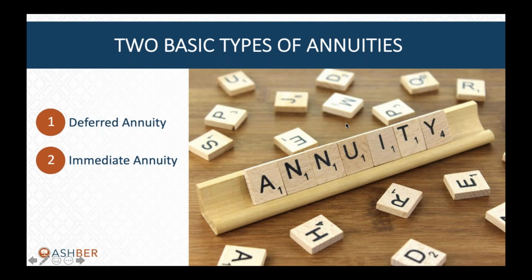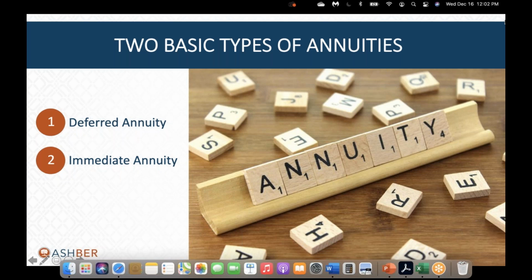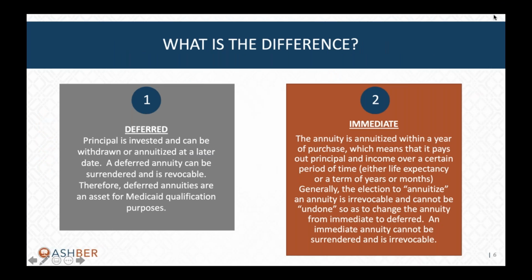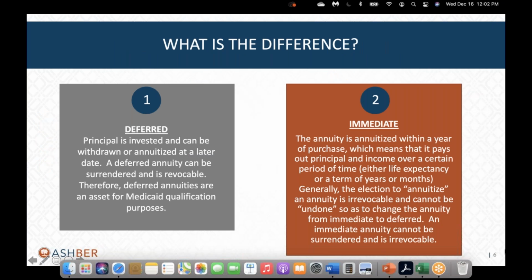So if we start out looking at the two basic types of annuity contracts, we have deferred annuities and immediate annuities. When we look at the difference between the two types of contracts, a deferred annuity is where principal or a lump sum of cash is invested and it can be withdrawn or annuitized at a later date. Because a deferred annuity can be surrendered and it is a revocable contract, deferred annuities are always going to be considered an asset for Medicaid qualification purposes.